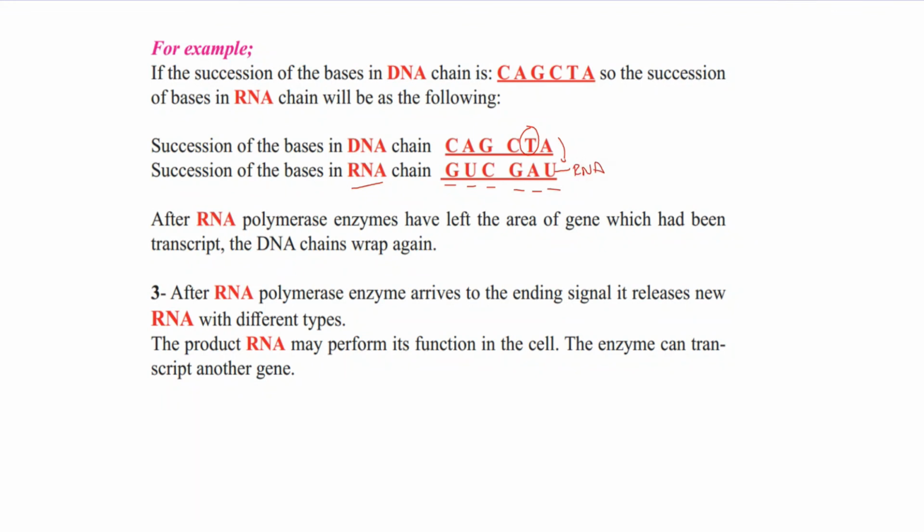After RNA polymerase enzyme has left the area of the gene which had been transcribed, the DNA chains wrap again. After RNA polymerase enzyme arrives at the ending signal, it releases the new RNA. The product RNA may perform its function in the cell. The enzyme can transcribe another gene because enzymes are reusable.